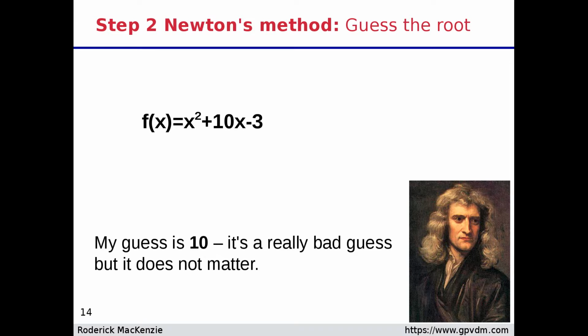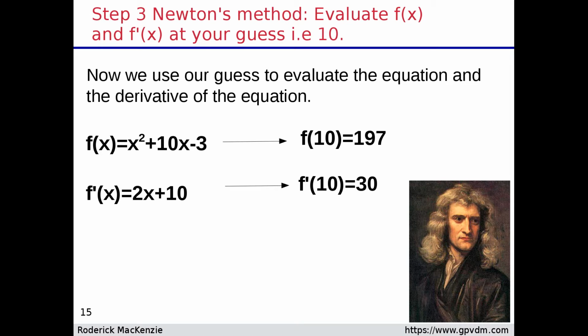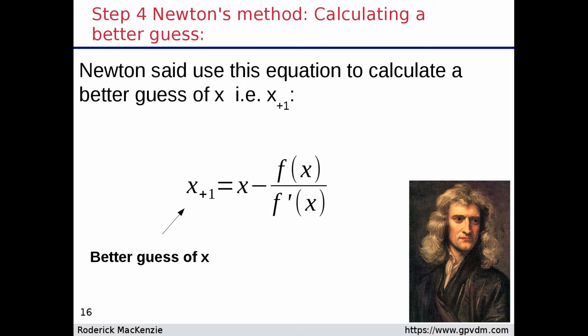Now, if we look at this equation, 10 is a really bad guess, because 10 squared is 100 plus 10 times 10 is 100 minus 3 is 197, which is quite obviously wrong. But never mind, let's stick with this guess of 10. So what we do is we evaluate f of x at 10. We evaluate the differential of f of x, so f of x dash at 10, and we get these values. And then this is Newton's method. We stick these values into the right-hand side of this equation, and the left-hand side is a better guess for x.